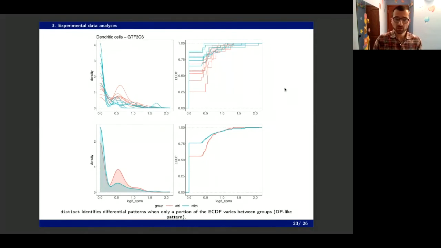Similarly, in a different differential profile, which is less clear than the previous one, I want to highlight that, again, the method is able to capture and identify this profile even if for the majority of the plot, and so of the cutoffs and the grid that we build, the ECDF curves are pretty much overlapping between methods, both obviously at the group level and at the sample individual level. But Distinct is still able to identify it because they differ in a subpart of the entire plot.